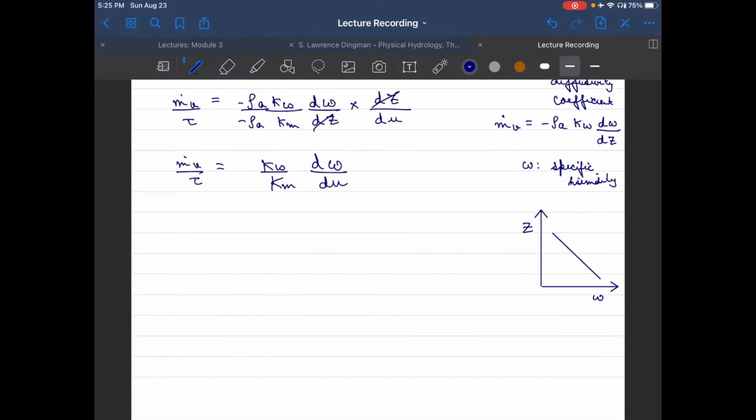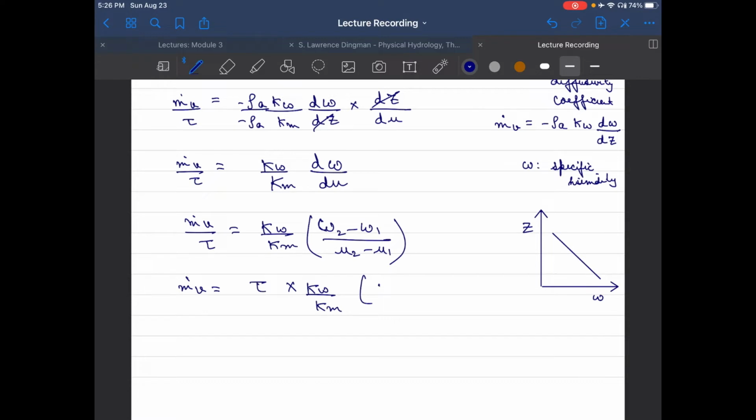And if we are talking about two different heights, we can easily write this, with kw by km remaining constant, as omega 2 minus omega 1 upon u2 minus u1. And we can again write m dot v as tau times kw upon km times omega 2 minus omega 1 upon u2 minus u1.